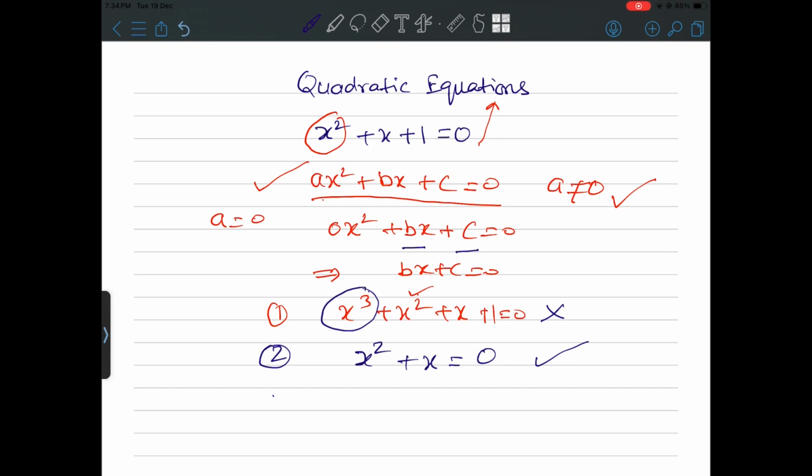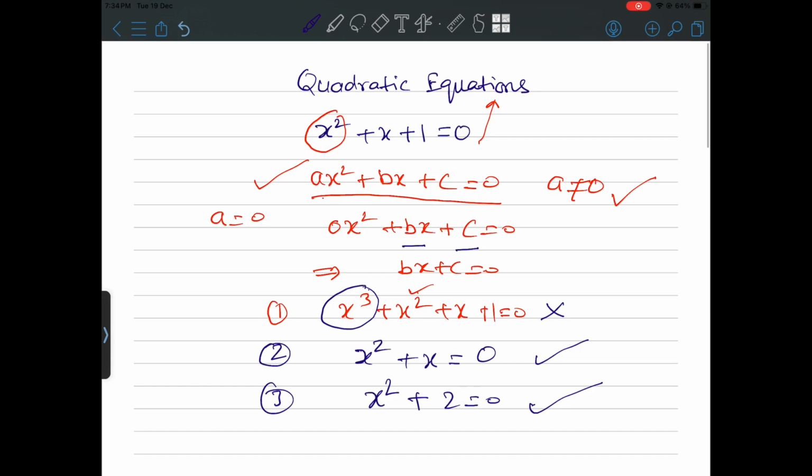So for example, if you have x square plus 2 is equal to 0, here we don't see the term of bx or x. Even then this is an equation which we can say is a quadratic equation. So the main concept I want you to understand is that in any equation, if the maximum power of x is 2, then only should we say that the equation is a quadratic equation. So this is one basic concept about the quadratic equation.